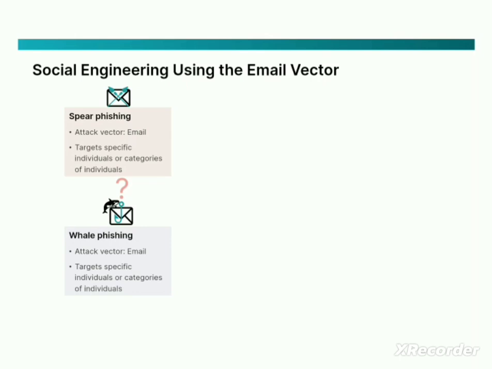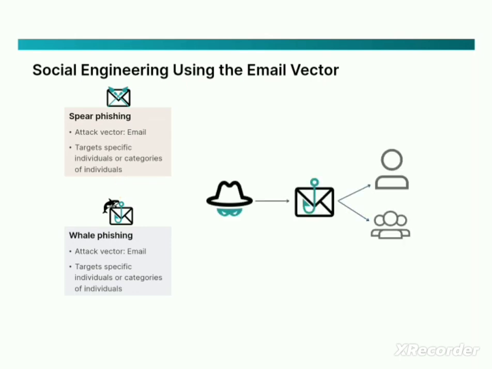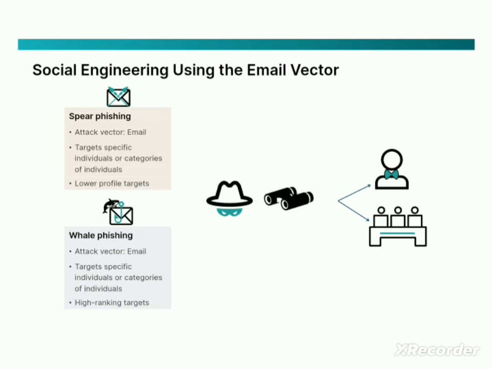What, then, is the difference between spear phishing and whaling? In a spear phishing attack, the bad actor targets an individual or category of individuals with lower profiles, such as the employees at that security company. In a whaling attack, the bad actor targets high-ranking individuals within an organization. When creating a whaling email, the attacker often does research on their target so that they can personalize the email in order to gain their target's trust.